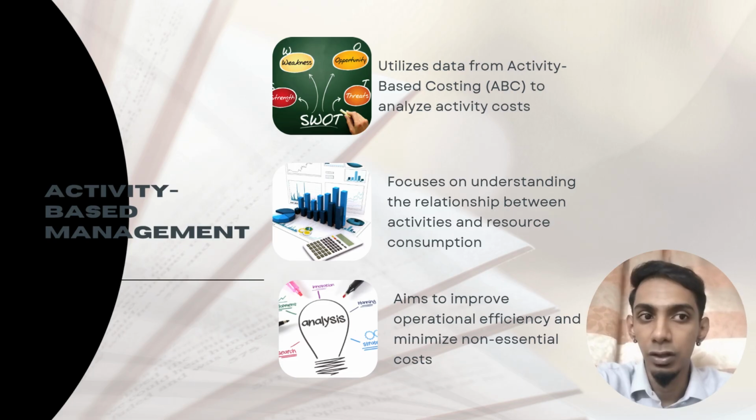Activity-based management, or ABM, uses detailed cost information from activity-based costing to analyze how resources are consumed by different activities. By understanding which activities are consuming more resources and why, organizations can pinpoint inefficiency and take corrective actions to improve performance and reduce unnecessary expenditures.